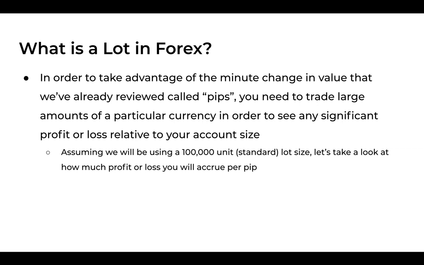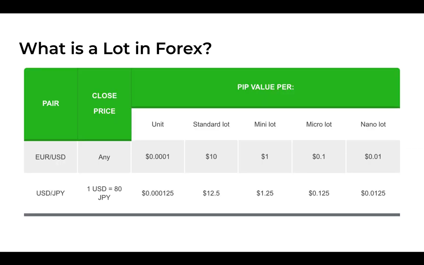Assuming we will be using 100,000 units, which is a standard lot size, let's take a look at how much profit or loss you will accrue per pip. This is a table from babypips.com. You can see here that it breaks it down really simply with two different types of pairs. We reviewed the pip count in the previous videos. For example, we have the EUR/USD and the USD/JPY pairs. For a standard lot, the profit would be $10 per pip, or for USD/JPY, $12.50 per pip. You can go ahead and see what the pip values are for the rest of them.